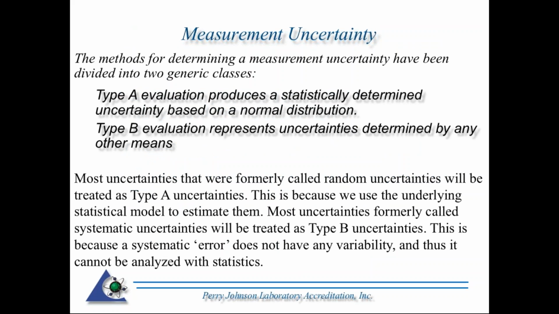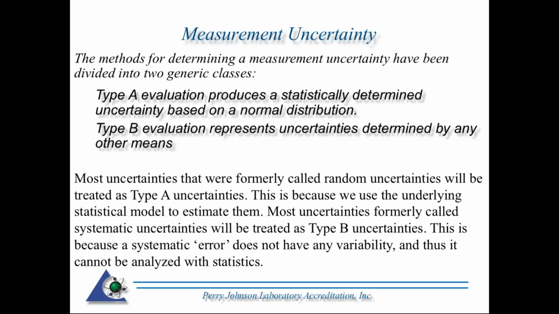So, measurement uncertainty, the methods for determining measurement uncertainty have been divided into two generic classes. And typically, you hear these as type A and type B. The type A evaluation produces a statistically determined uncertainty based on a normal distribution. These are typically those contributors that are associated with repeatability. Type B evaluation represents uncertainty determined by any other means.